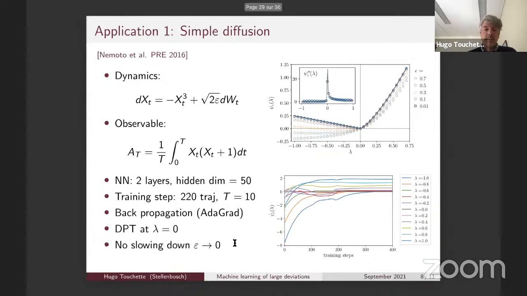I'm not going to discuss the dynamical phase transition so much. I just want to really focus on the numerical algorithm as such. And so here you have the result. One good thing about the algorithm is that there's no slowing down as you take smaller and smaller noise. The algorithm is just the same.